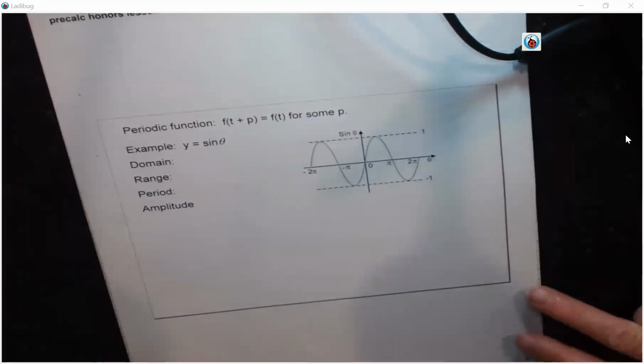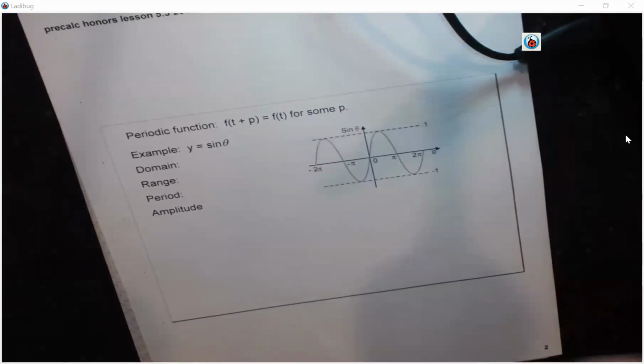A periodic function is some function such that f of the quantity t plus p is equal to f of t for some value of p. So a horizontal shift of p units is going to mean that this function has the same look as if it was just f of t, right? That it does not change the graph, the look of the graph.